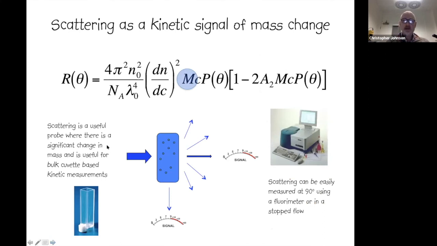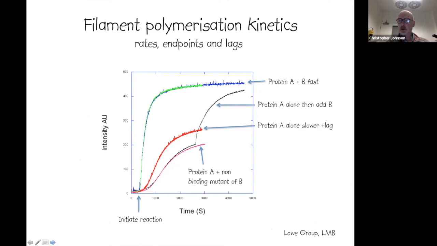Finally, one more thing to say, that in a fluorimeter, where you're often measuring light fluorescence emission at 90 degrees, you can also use that to measure scattering. And in the case of a system which is forming particles, it's quite useful to apply this to follow kinetics. In this case, the polymerization of filaments. You can look at the rate of polymerization, you look at the end point, and also you can measure lags which are occurring where there's a delay to formation of sufficiently large filaments.